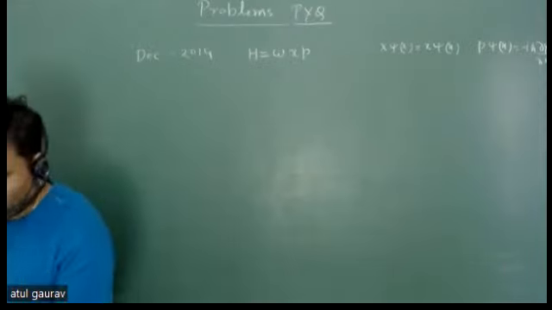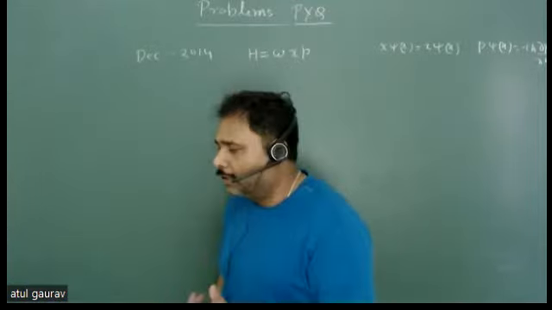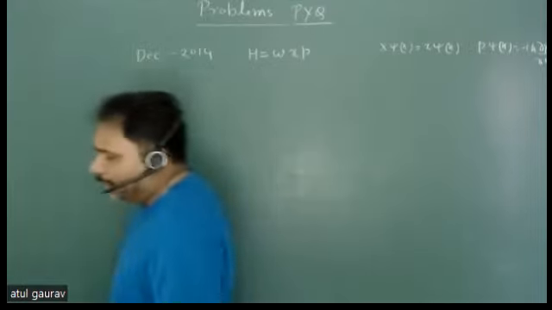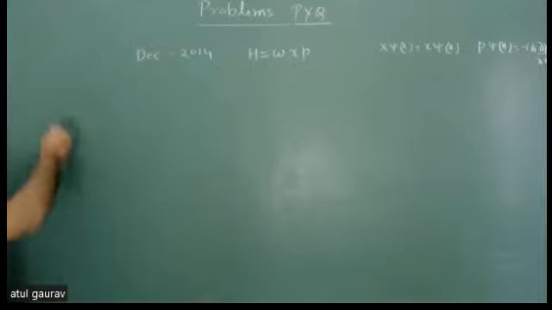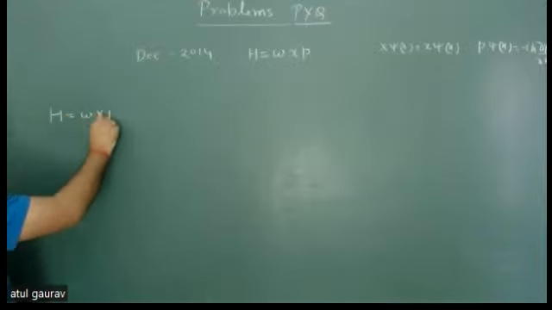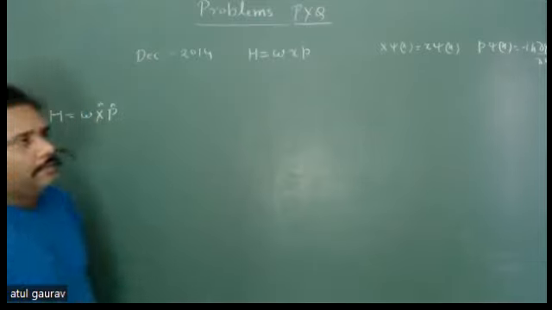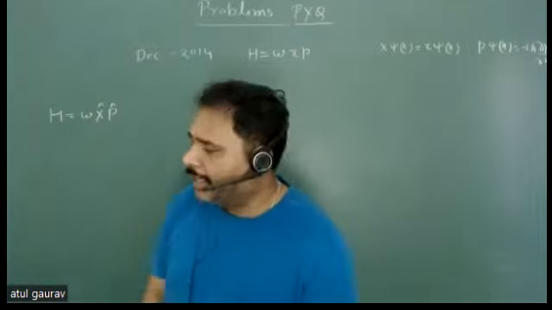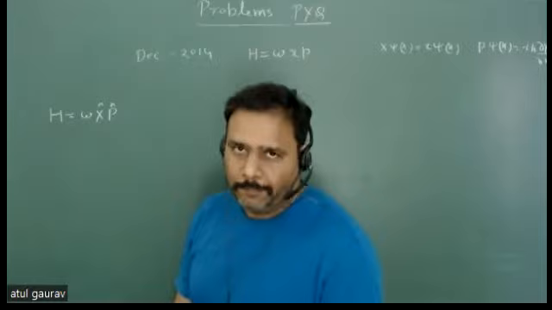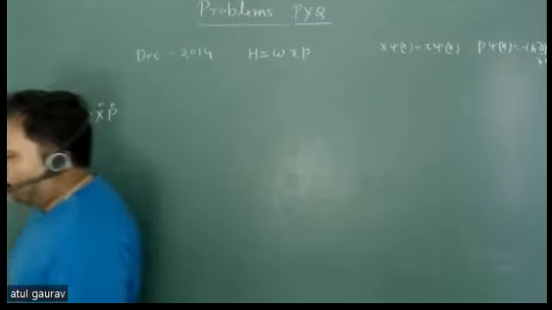Now, in general, people make a blunder in the exam. They just write the Hamiltonian as omega x into p. But this cannot be the Hamiltonian. Why? Because this is not a Hermitian operator, because x and p do not commute.